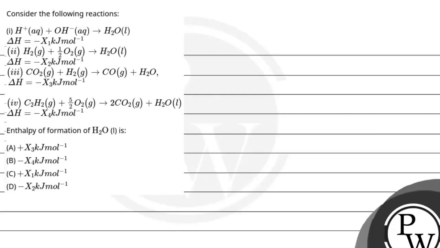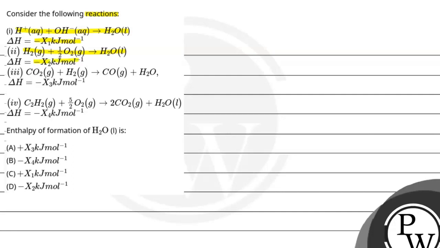The question says consider the following reactions. First reaction is H plus aqueous reacts with OH minus aqueous to form H2O liquid. So for this, the enthalpy change is given by minus X1 kilojoule per mole. The second reaction is H2 gas reacts with half O2 gas to form H2O liquid. The enthalpy change for this reaction is minus X2 kilojoule per mole.